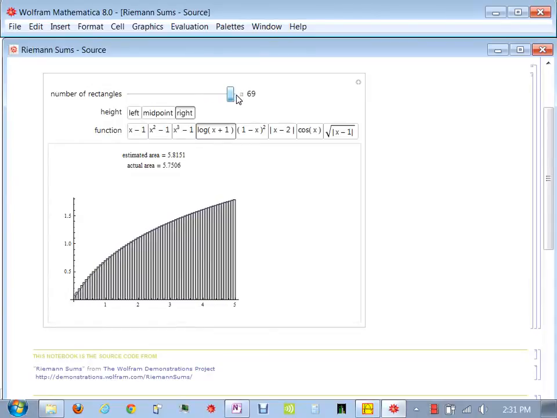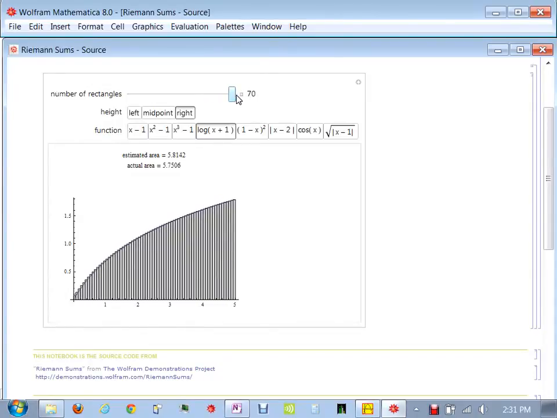So what would be the best approximation ever? What would actually allow me to get to the true area? How many rectangles would I need? Infinitely many. Right? Infinitely many. Which means I need a sum of an infinite number of rectangles. Don't I? Y'all kind of see that?